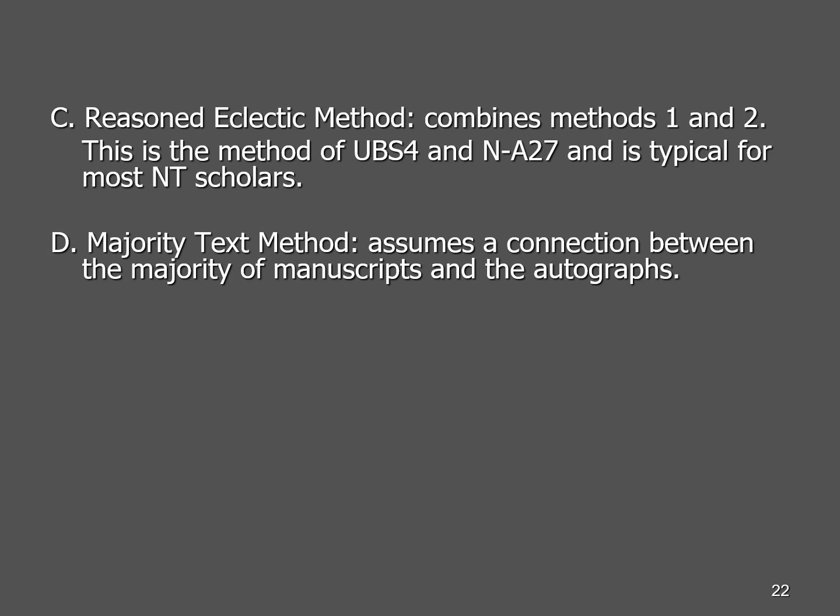The reasoned eclectic method is the method that I've been teaching you. It's the method used by the UBS 4 and the Nestle-Aland 27th, 28th editions, and earlier for that matter. It's the typical approach of New Testament scholarship. The reasoned eclectic method combines methods 1 and 2. That is, it wants to look at the external evidence and the internal evidence and evaluate that on a case-by-case basis as to what the likely reading is.